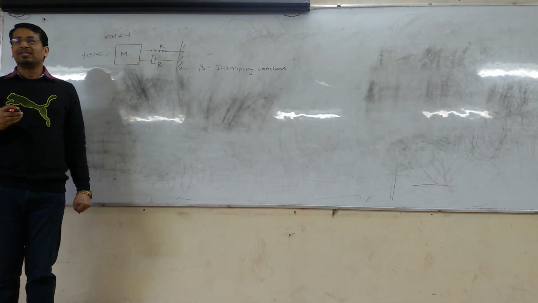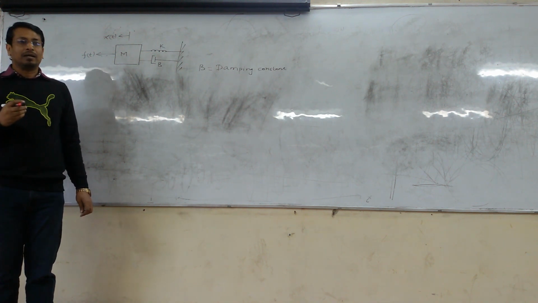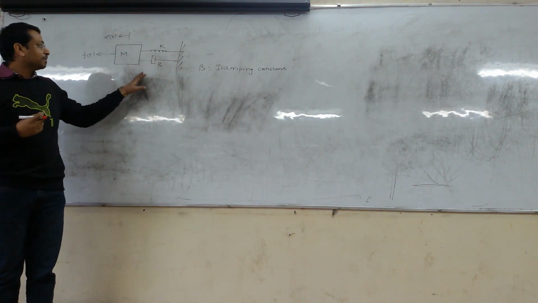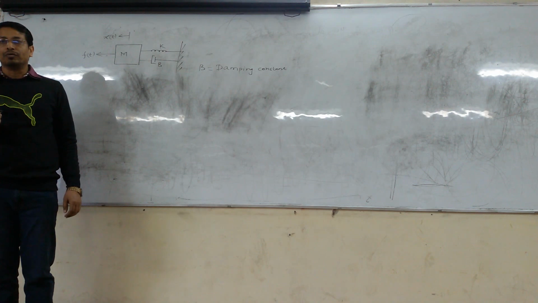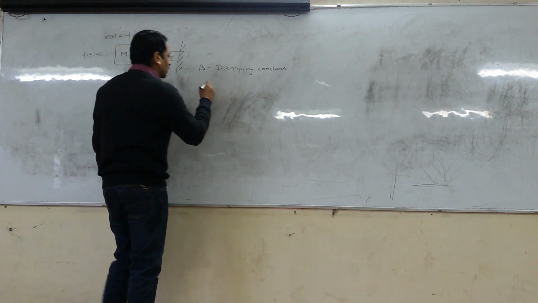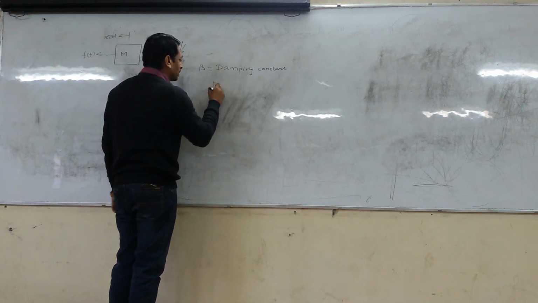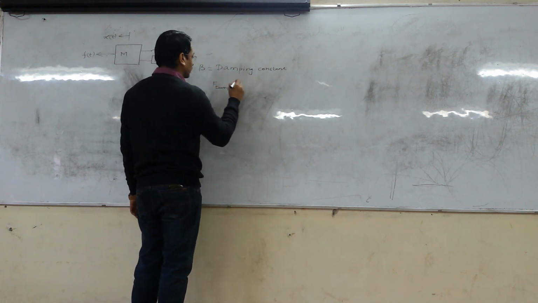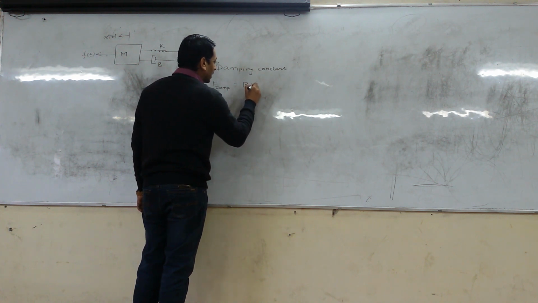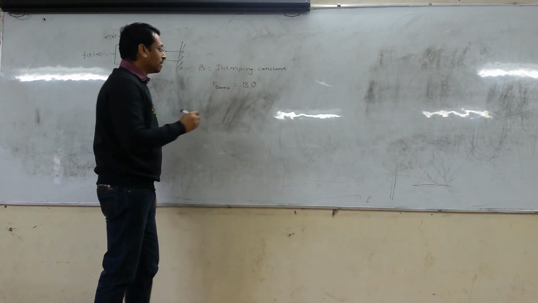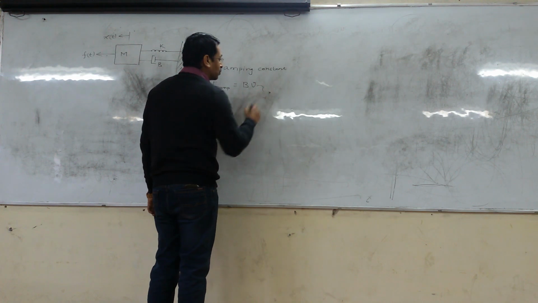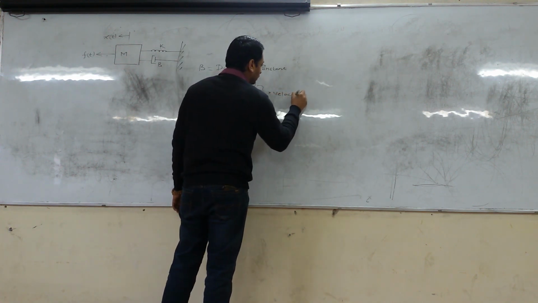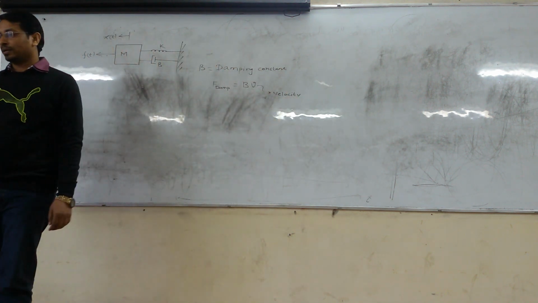A damper is somewhat like a resistive element. It opposes your motion. It has a tendency to oppose the motion. And the corresponding damping force is given by F damp equal to B multiplied by v, which means the velocity of the associated object. Okay.